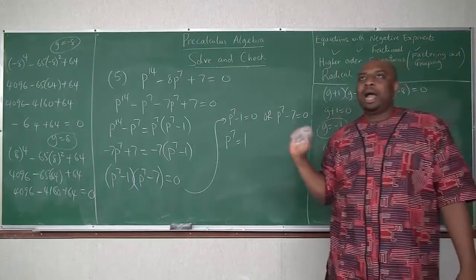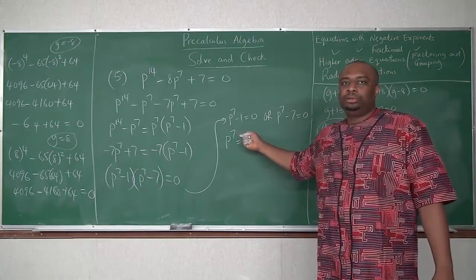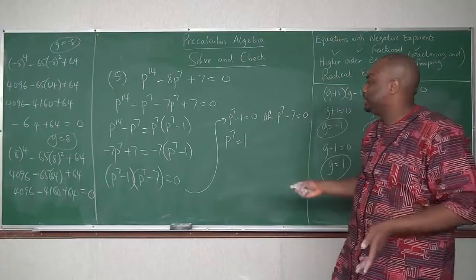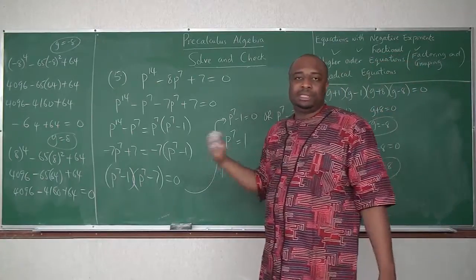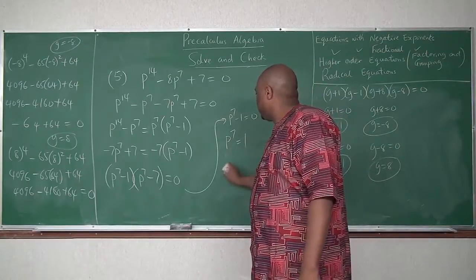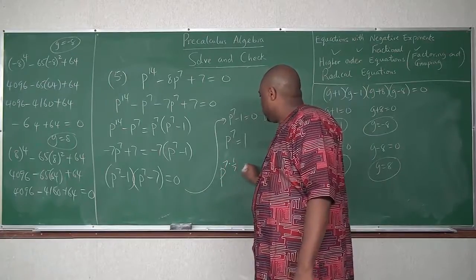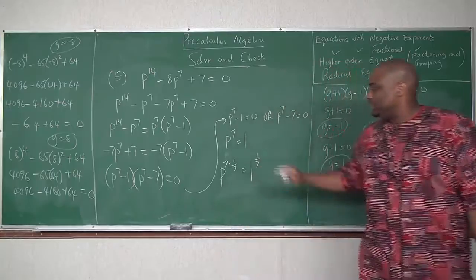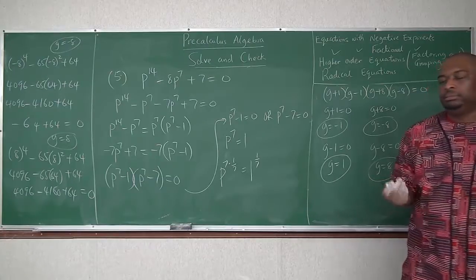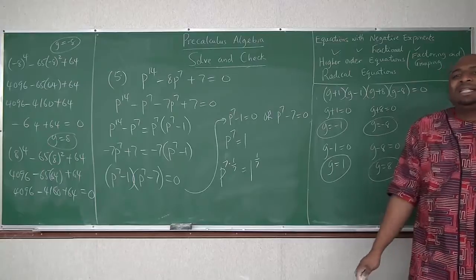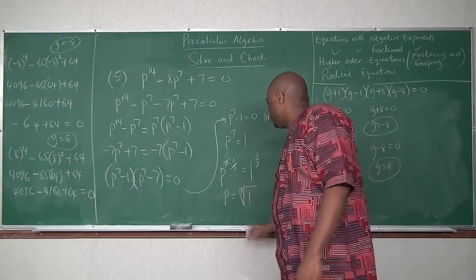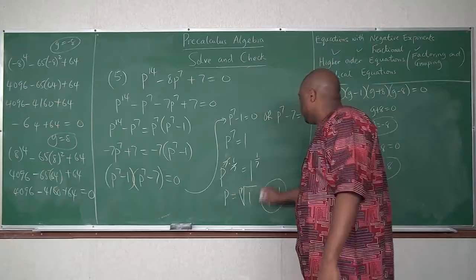Now, when you have an odd exponent, because p in this case is 7, you can take the 7th root of both sides. So b to the 7 times 1 over 7 equals 1 times 1 over 7. Do you see what I just did? You multiply both exponents by 1 over 7, just to isolate p. Or you take the 7th root of both sides. Now, this means the 7th root of 1. So p is equal to 1.